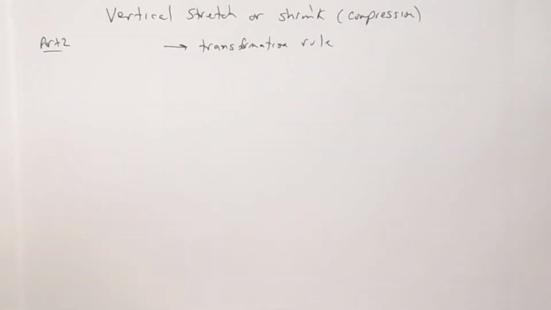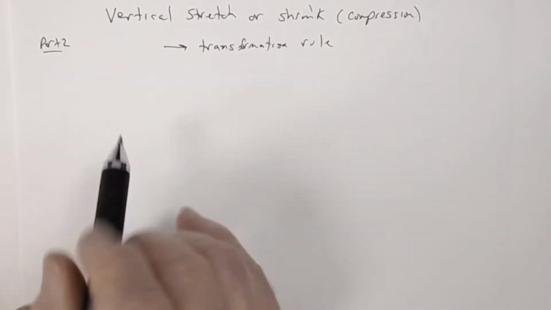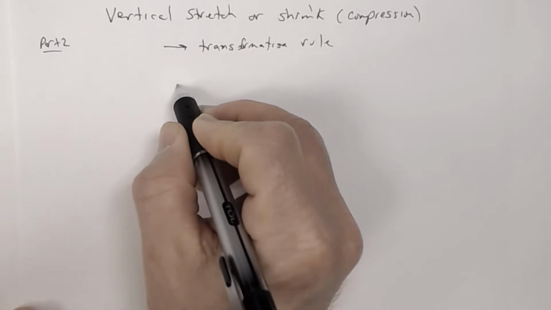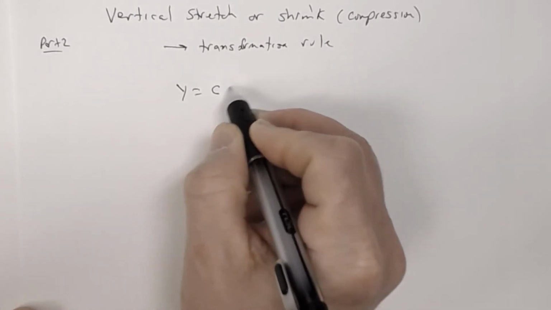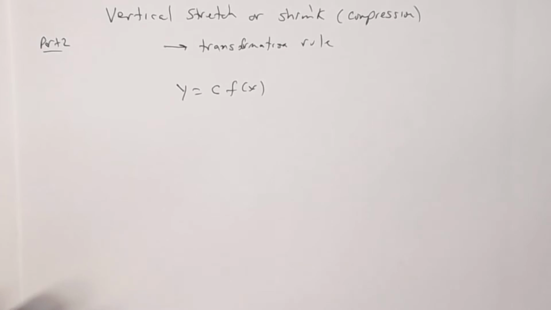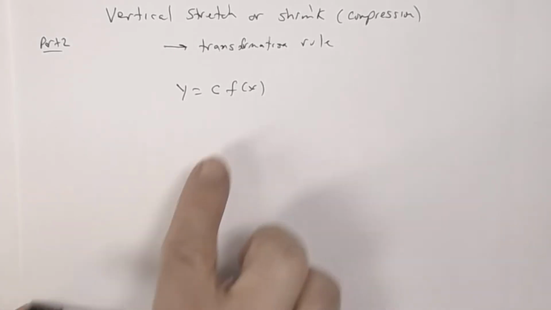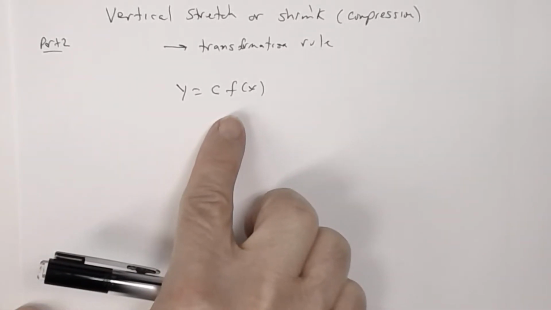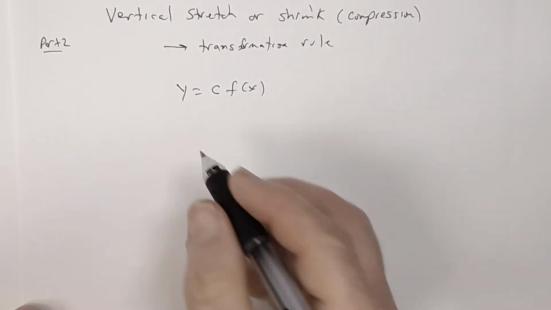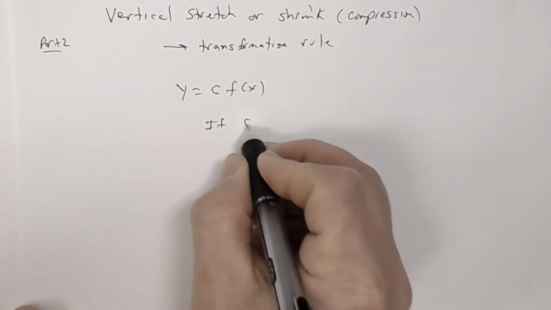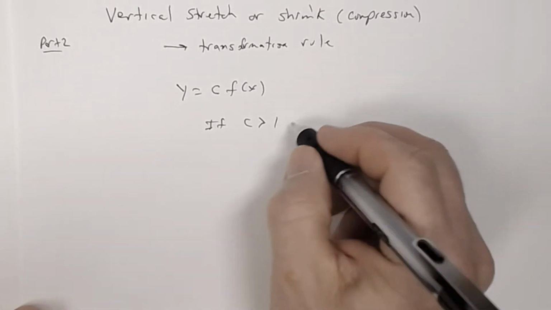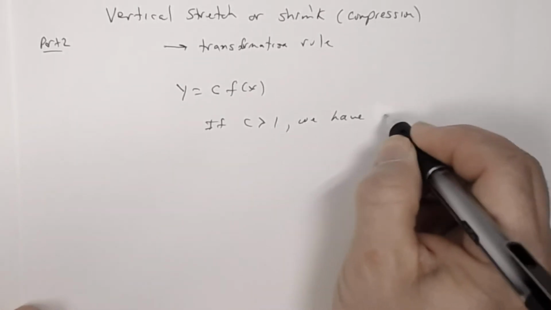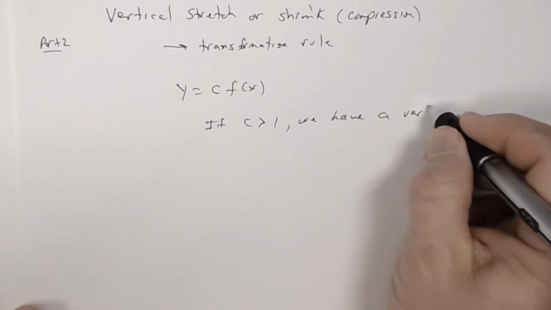Now, we have to remember something about the previous lesson. We saw that if we have a vertical stretch or shrink, we have the situation where y equals c times f of x. When you have that, it's considered a vertical stretch or shrink, depending on what c is. We saw that if c is greater than 1, then we have a vertical stretch.